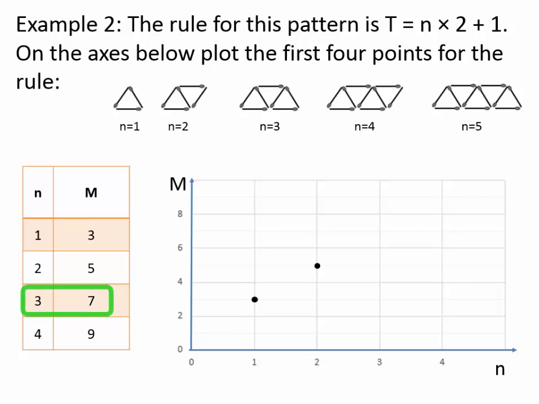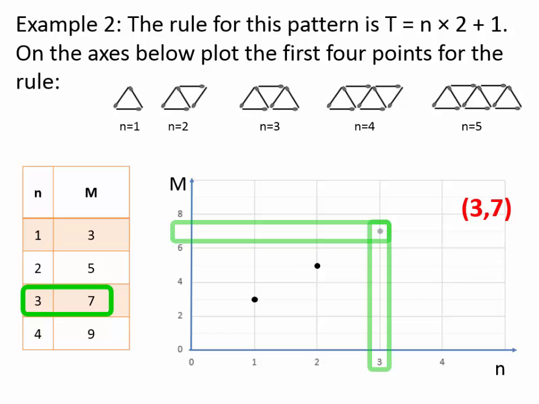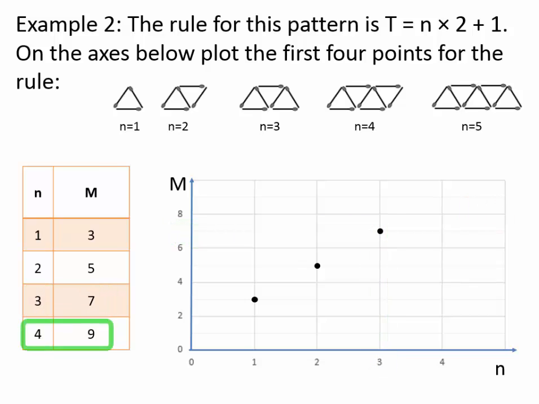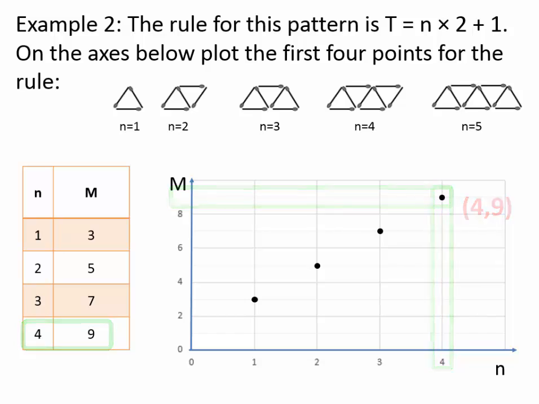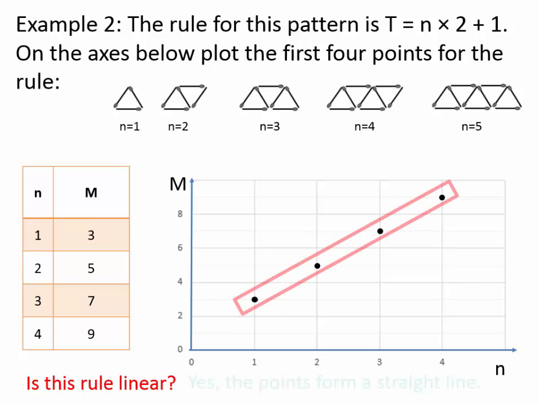Third one is 3, 7. So 3 and 7, and draw your dot. And the last one is the point 4, 9. So 4 on the horizontal and 9 on the vertical, and there's your dot. And the question will be, is this rule linear? And the answer is most definitely yes. The points form a straight line.